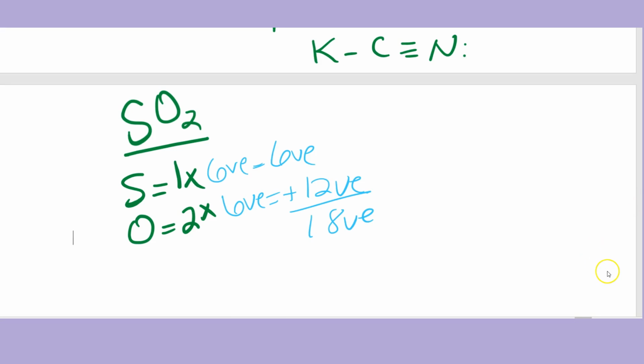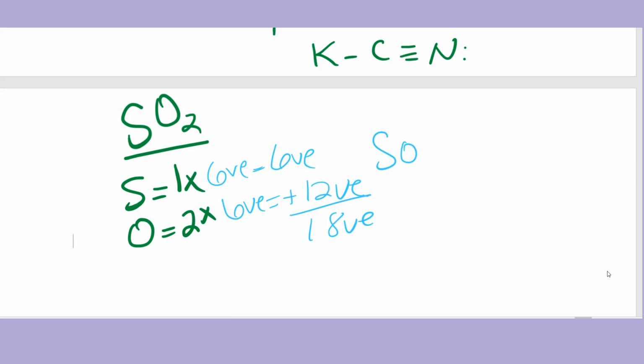In other words, sulfur dioxide, SO2, is going to look the same as O3. Why? Because sulfur and oxygen are in the same group. And if they're in the same group, the picture is going to look identical. You just have different elements.